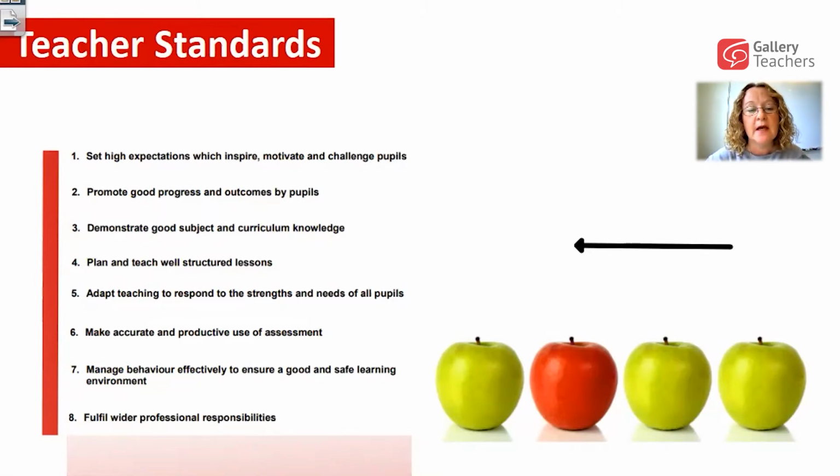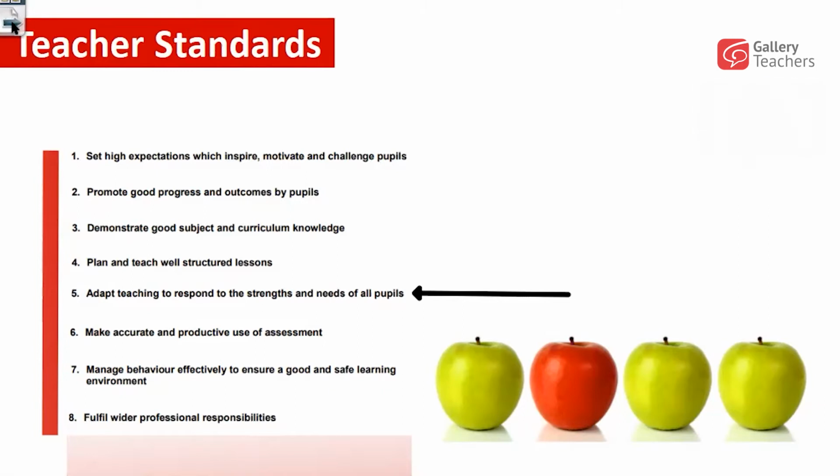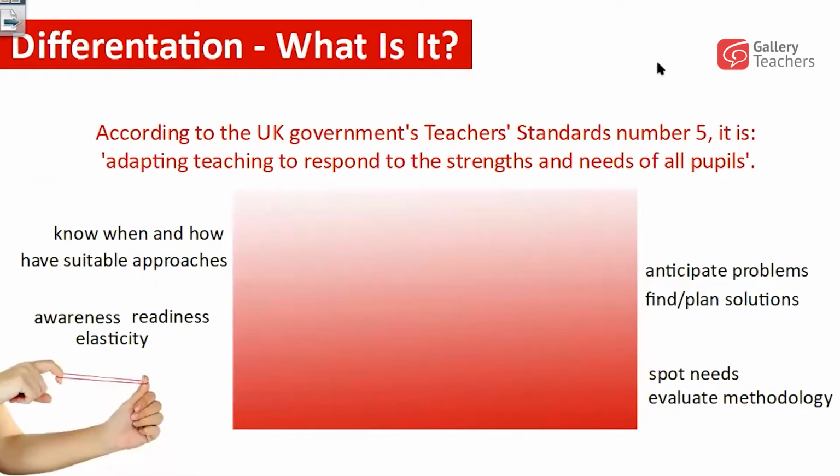Now, you might think straight away about whether or not you are required to do those in your particular kind of teaching, what some of those might entail, but which one of these do you think is the one that touches on differentiation? And moving this arrow, I'll show you that we are going to focus our attention on number 5. So I'd like to look at number 5 in more detail and unpack that a bit. So what is differentiation? That number 5, according to the UK government, is adapting teaching to respond to the strengths and needs of all pupils, the key word being all.